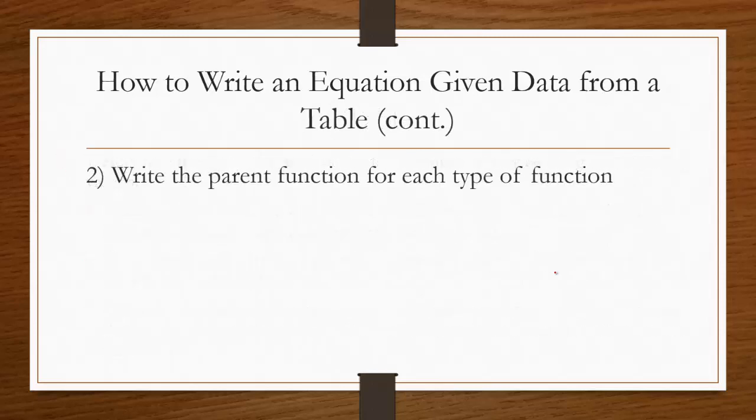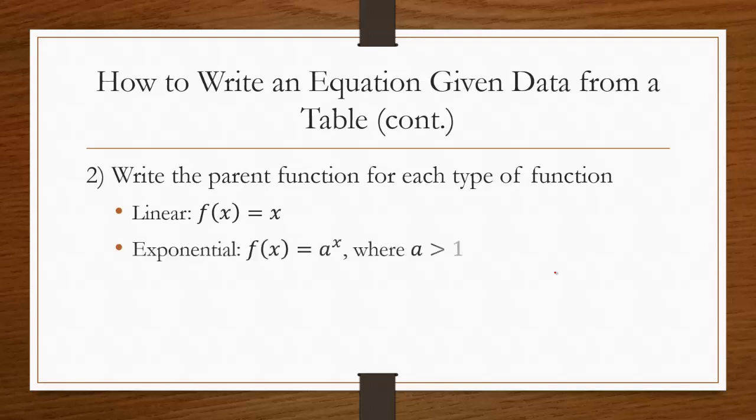The next step would be to write the parent function of each type. Now, if you're really good at this, you can skip this step if you want, but do not skip it if you're not good at it. So for linear, that's just f of x equals x. For exponential, f of x equals a to the x, where a is greater than 1, or, I didn't put it in there, but a is less than 1 but greater than 0. Remember, a can't be negative and a can't be 1. For quadratic, f of x equals x squared. Those are your parent functions.